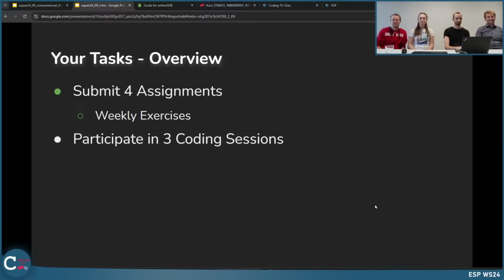So now we know, okay, you have to complete 4 assignments, and there are also these short weekly exercises which you have to complete before starting with your assignment. And we now know what this is. But at the beginning we also talked about coding sessions. So what are those coding sessions?